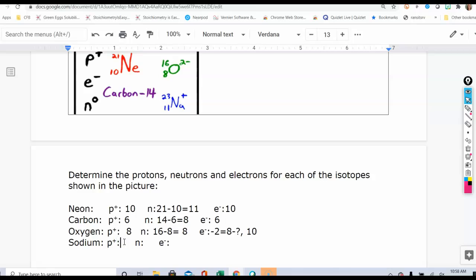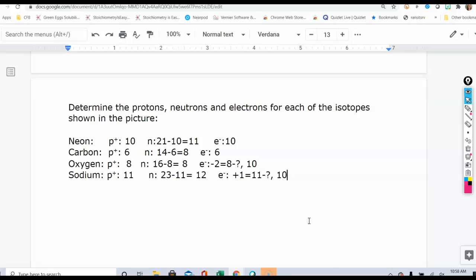Okay, my last one is sodium. Sodium is number 11 on the periodic table. I can find its number of neutrons by doing 23 minus 11 to give me 12 neutrons. And my number of electrons is going to be, the charge equals protons minus the number of electrons. So therefore, my number of electrons has to be, in this case, 10 as well. Hopefully you got all of those right.